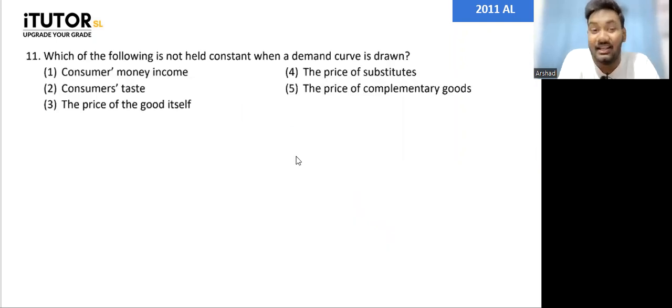Very easy question. Which of the following is not held constant when a demand curve is drawn? Easy one, based on the law of demand. What is not held constant? Everything is constant, but in the demand curve, one of these can change. Which one is that? What can change?